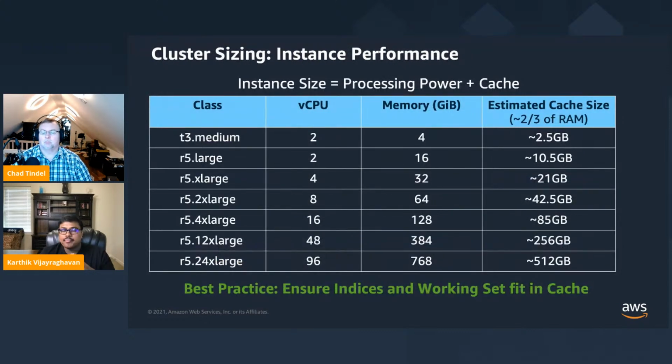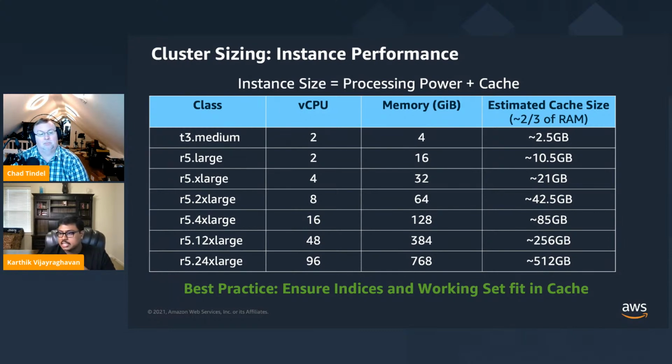All right, and when it comes to cluster sizing, there are a couple of dimensions, but let's talk about performance, because we are in the performance efficiency pillar here, right? So what determines your instance size is the processing power, which is the vCPUs, and the cache. So our best practice is to ensure that your indexes and working set are always going to be in memory. Also, it is very important that you know that only 2/3 of the available RAM is usable.